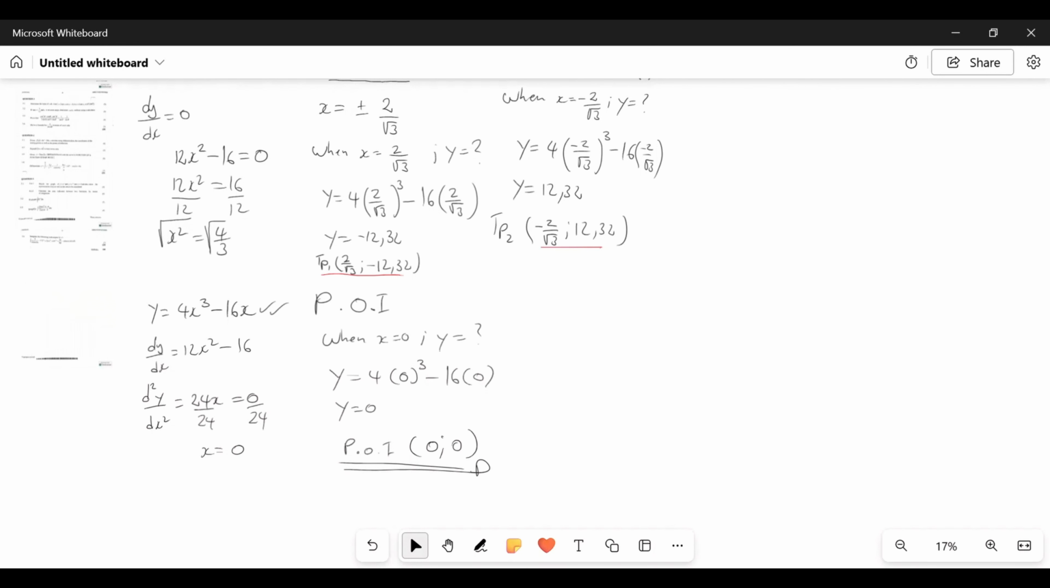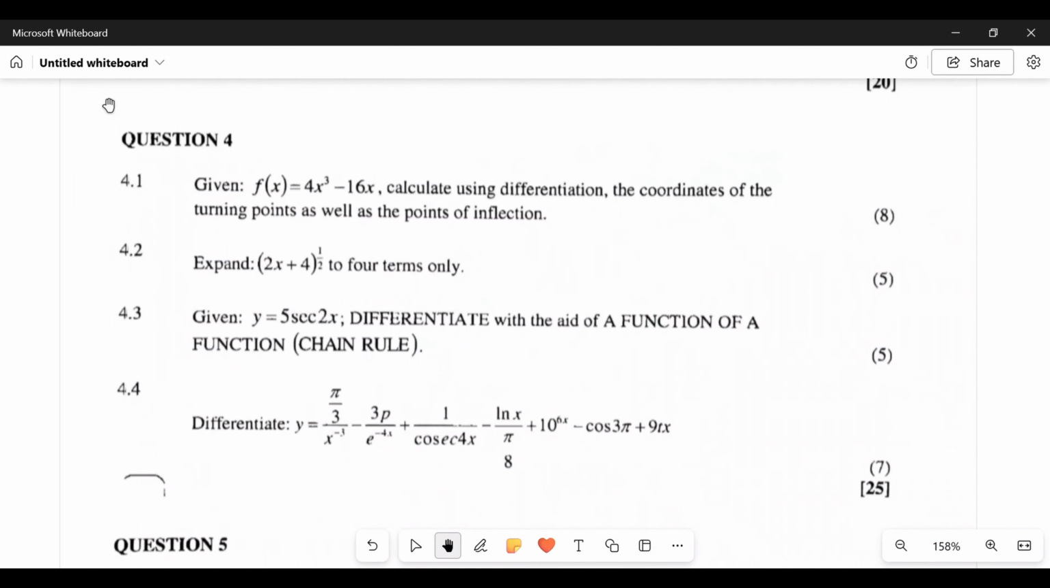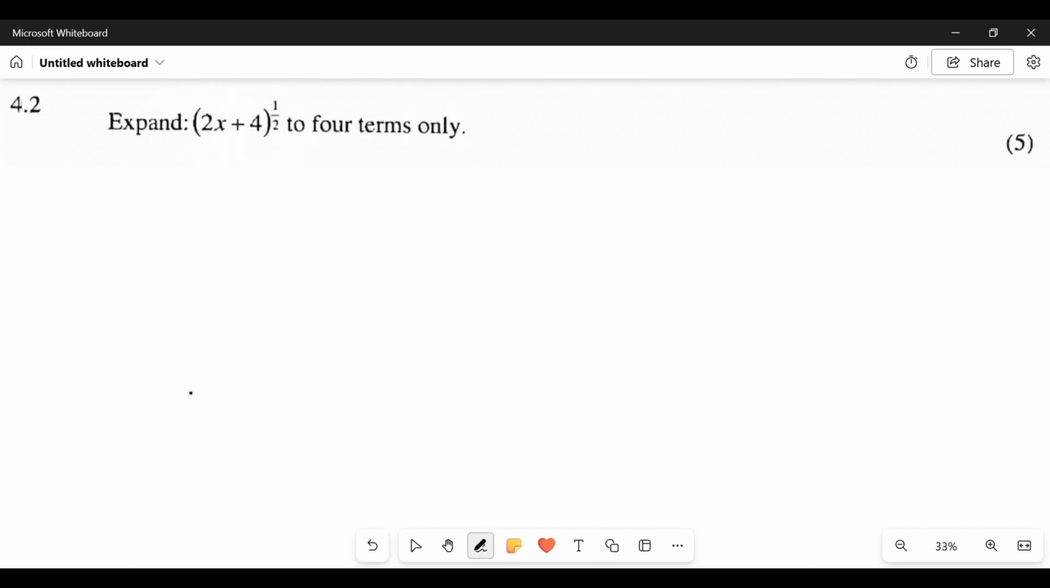All right, guys, we are done with 4.1. How about we do 4.2? All right, guys, let's look at 4.2. Here is our 4.2 here. I'm gonna copy this question as well, paste it where there is space, and then we solve it. All right, guys, here is our 4.2.